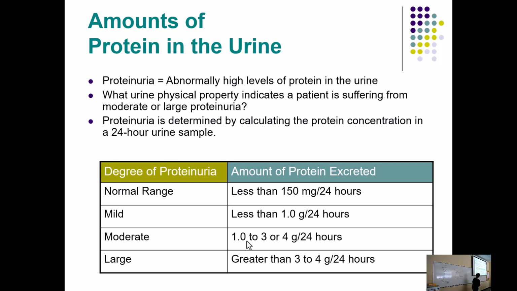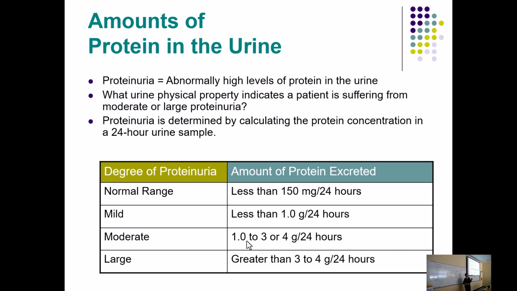What urinary physical property indicates the patient is suffering from moderate or large proteinuria? Let's go back to physical properties. What's it going to be? The last lecture we talked about physical properties of urine. High protein, what are we going to see? Foamy. Foamy, white foam. When you do that swirl and the vigorous shaking, you're going to get white foam. That's a real key that we're likely to see high protein in that urine.